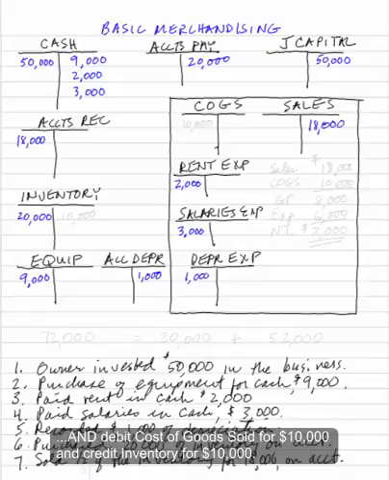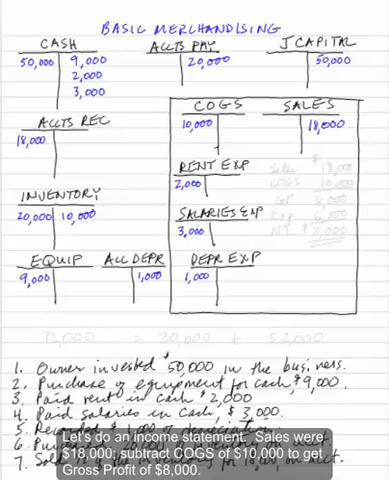We also have to record our cost of goods sold. And so that'll be in the amount of $10,000. We're selling half of it. Debit cost of goods sold, $10,000. Credit your inventory for $10,000.